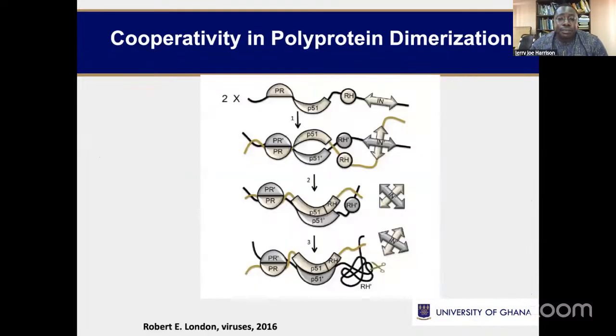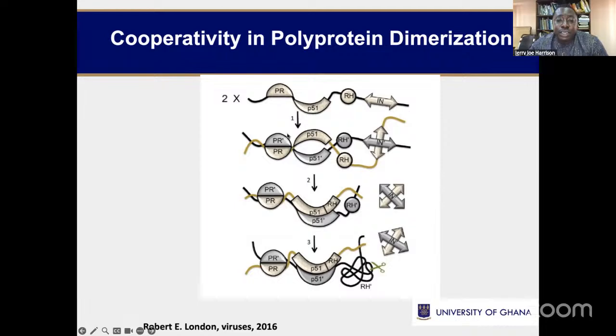These are very critical questions that we needed answers to. And just to let you know, we're not the only ones who were interested in answering these questions. Bob London and his group at the NIH have been trying, using various isotopic labeling and NMR, to figure out how this process happens. And this is one of the models that they published in Viruses back in 2016.